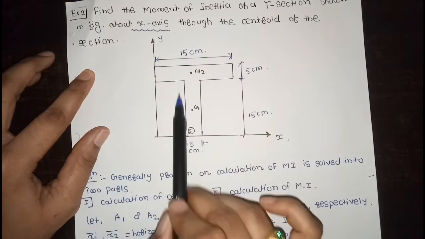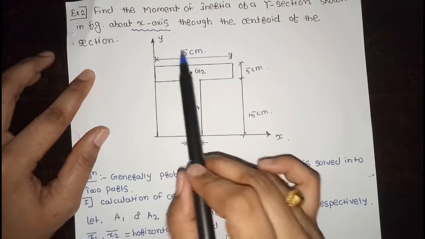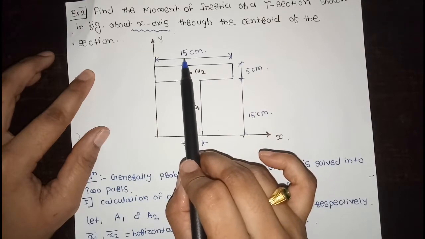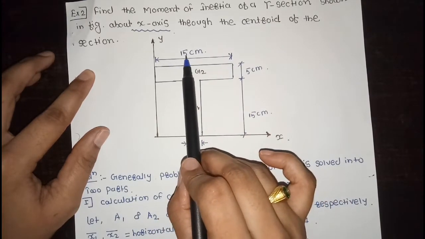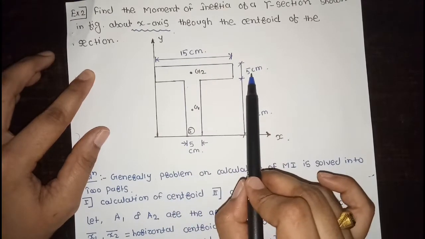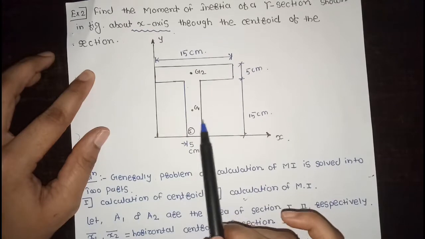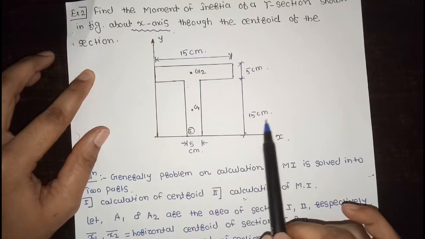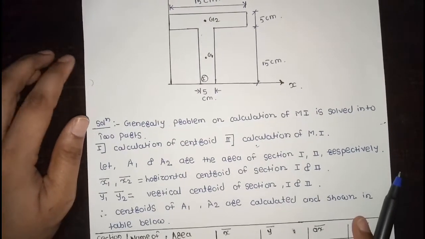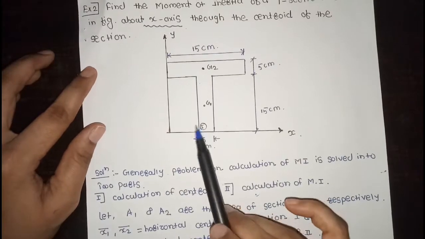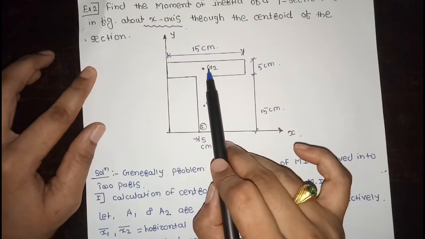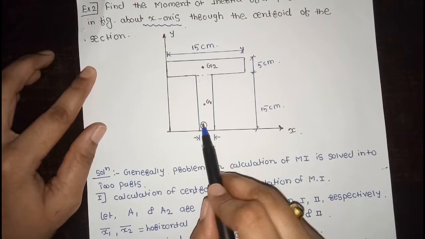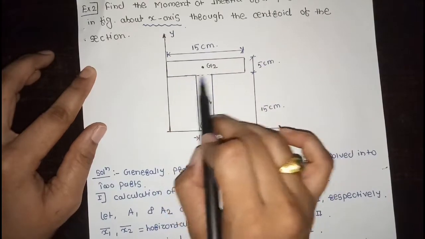In this composite figure, which is located in the first quadrant, we have the flange section of the T, with B equal to 15 cm and D equal to 5 cm, and the web section with B equal to 5 cm and D equal to 15 cm. So we consider this the first section and this the second section. Draw the dotted line first. So this is a rectangle and this is also a rectangle.